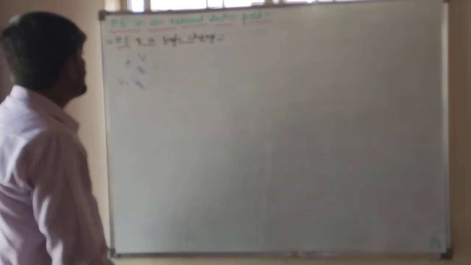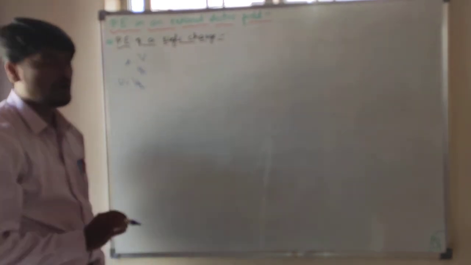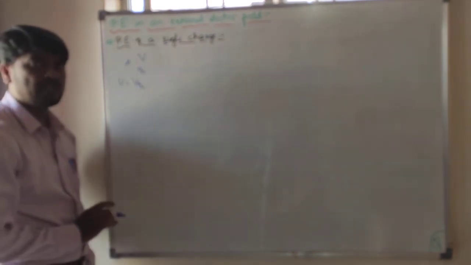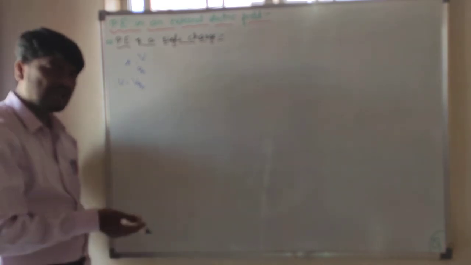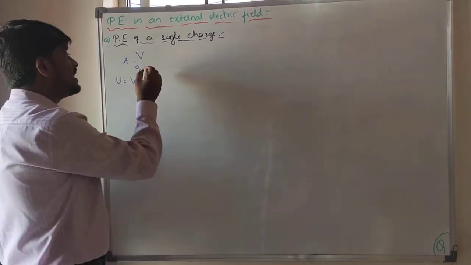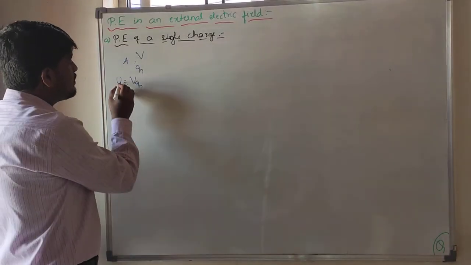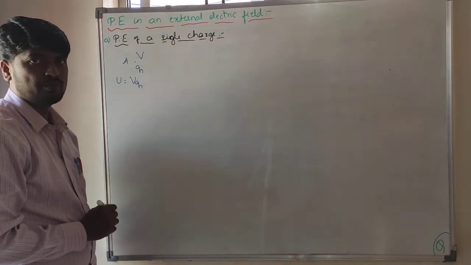Potential energy of a single charge. Consider a point A in an external electric field having the potential V. Bring a charge from infinity to the point A. Potential energy stored in charge Q due to the potential V is given by U equal to VQ.